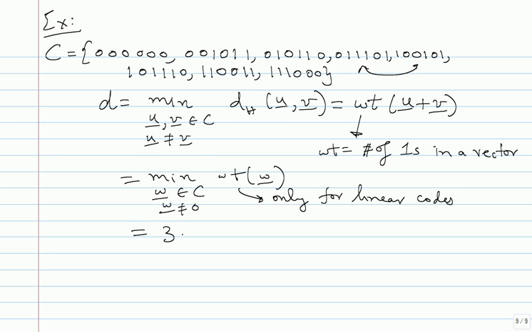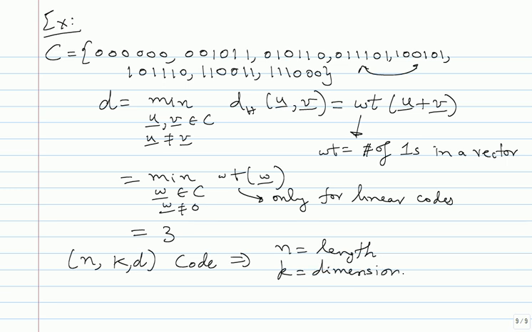Okay, so it's also typical to use this notation, (n, k, d) code. It implies what? n is the length, k is the dimension, d is the minimum distance. Okay, so that's clear. So that's one small simplification in the minimum distance of linear codes.